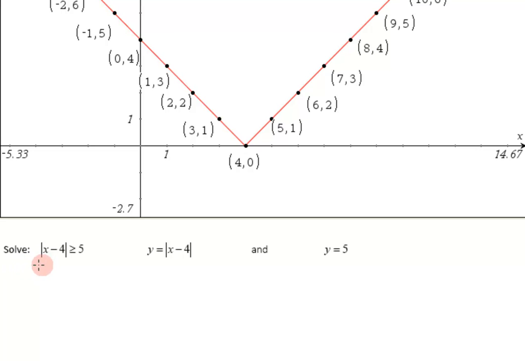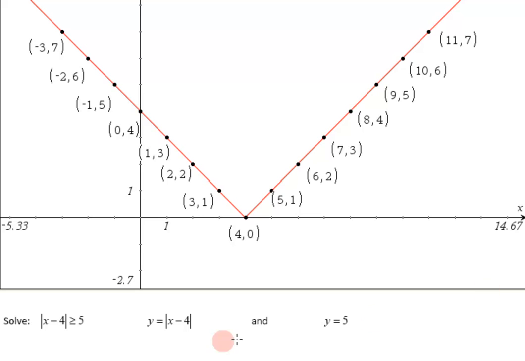This is the equation I want to solve. When is the absolute value of x minus 4 greater than or equal to 5? So this is the equation you must solve. What values do you put in for x so that it's greater than or equal to 5? Well, let's move back up to my graph. Now look at this. We graphed the function f of x equals absolute value of x minus 4. We graphed this function right here, right?